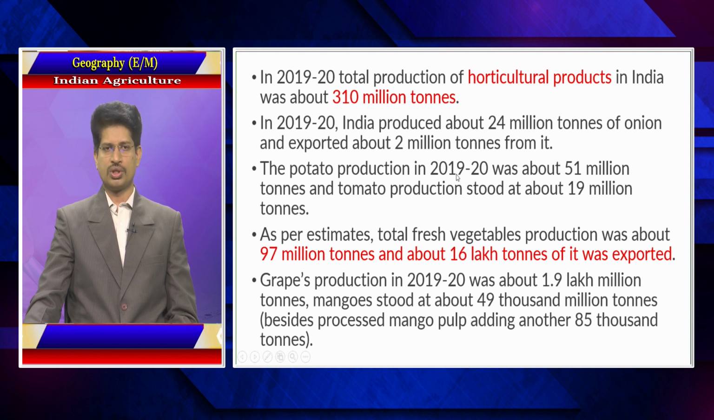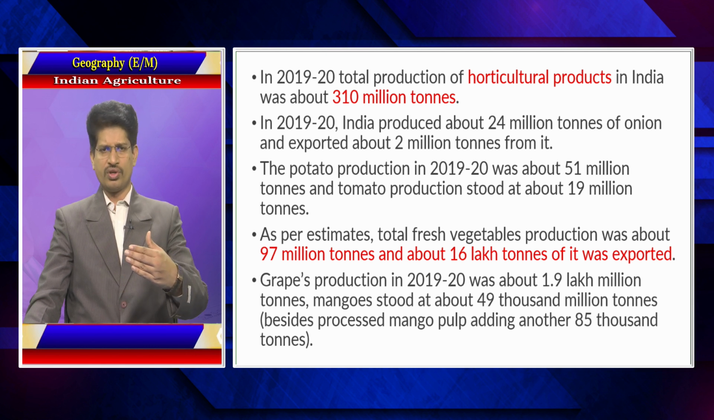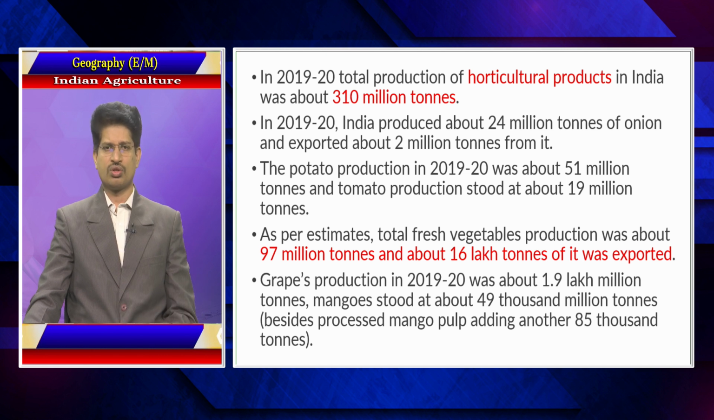Potatoes in 2019-20, the production is 51 million tons, and tomatoes around 19 million tons in terms of vegetable production. As per estimates, total fresh vegetable production was about 97 million tons, of which 16 lakh tons was exported. So any of these data can be converted into a question on lakhs of tons of export of fresh vegetables from India.